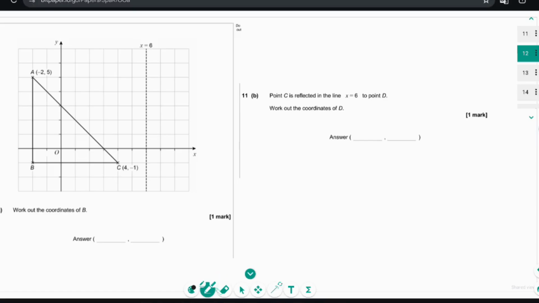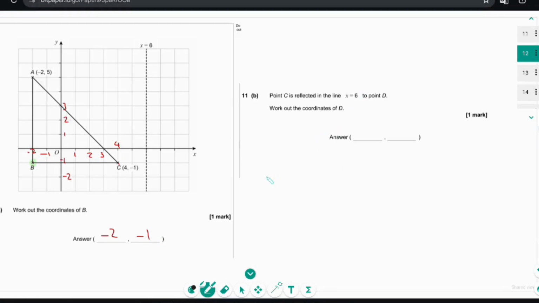Work out the coordinates of B. So B is here. So this is 4 minus 1. You go x then y. Each square is 1. So let's just fill in these values here. So the x coordinate for B is minus 2. What's the y coordinate? Minus 1 is the y coordinate for C. So it's also going up in intervals of 1 on the y-axis. So the y coordinate is minus 1, minus 2, minus 1.